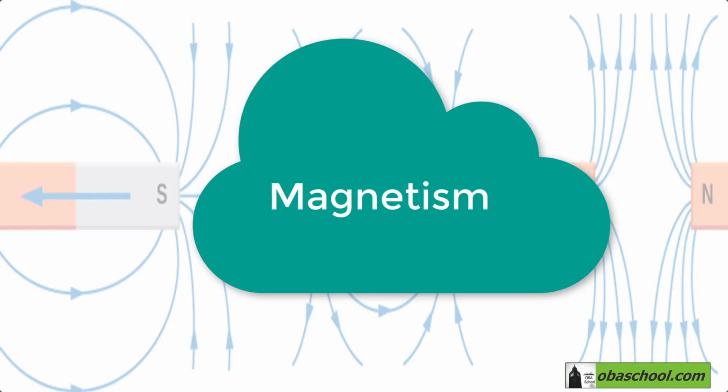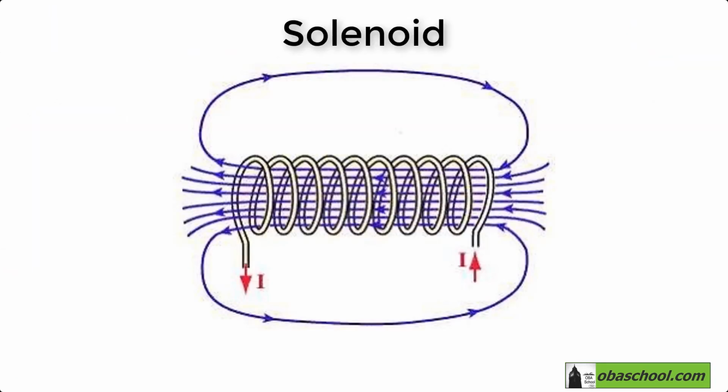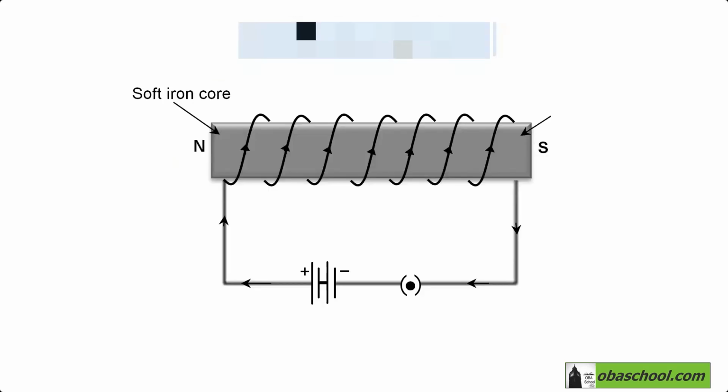Hi, in this video we will continue our chapter, magnetism. In the previous video, we ended up talking about the solenoid. Now, a magnet, like the solenoid, that is made by passing electrical current through a wire is called an electromagnet.